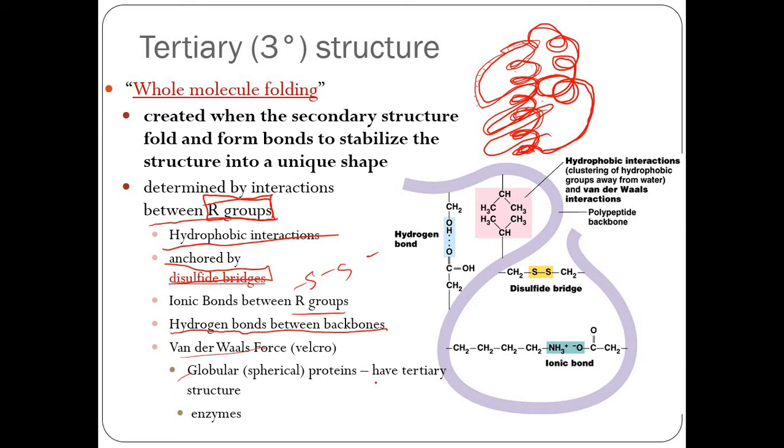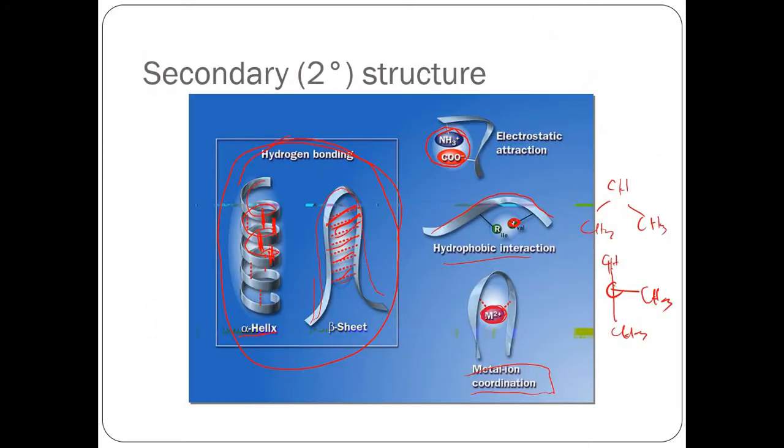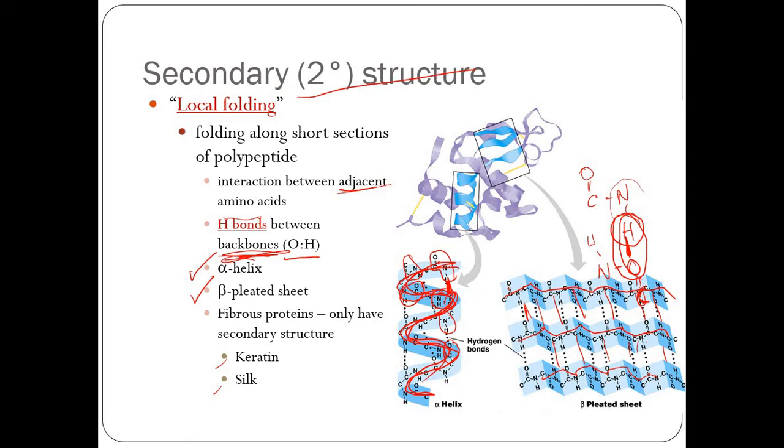So globular proteins have tertiary structure, and mostly the globular proteins are the enzymes. So enzymes usually are globular, meaning it's like this structure. Because, as I mentioned earlier, you have keratin and silk. These are fibrous proteins. So fibrous proteins only have up to secondary structure. Some proteins are just plain, like this structure. So most of them are structural proteins.